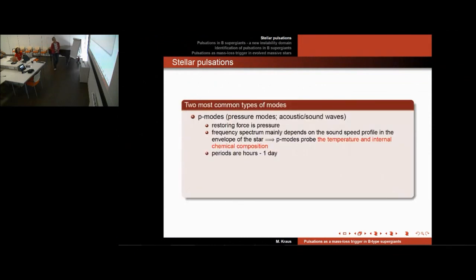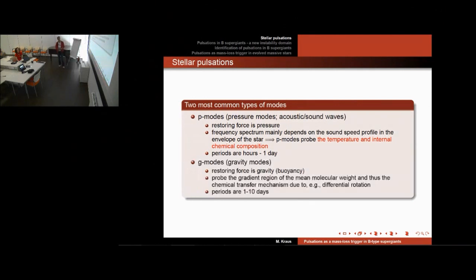There are basically two common types of modes that we distinguish, and they depend on the physics that is causing the restoring force. On one hand, we have the P modes, which are the pressure modes, and they are connected with sound waves inside the star. So the restoring force here is the pressure. And that means, of course, that since the sound speed is very sensitive to temperature and chemical composition, with these modes we are able to probe the internal temperature structure and chemical composition of a star. The periods of these P modes are typically in the range of hours to about a day.